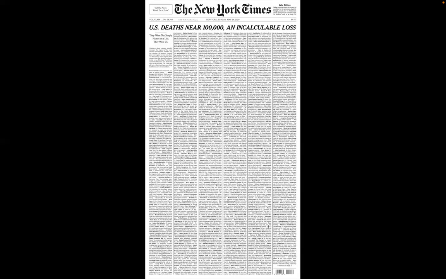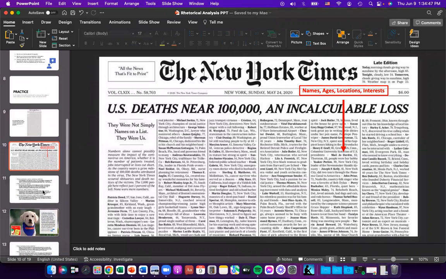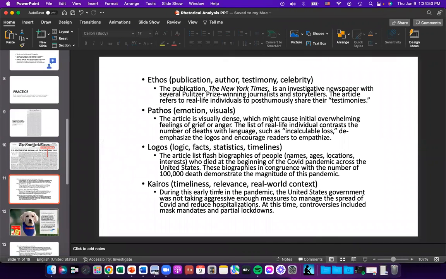So the New York Times is publishing this article as kind of an argument, as in, we're not just dealing with numbers here, we're dealing with real people, we're dealing with real families who have suffered real loss, who are experiencing real grief, and who need change to take place on the national level to prevent this from continuing to happen. So these are things that are happening during this time, and all of that, by the way, has to do with Kairos. Let's go through ethos, pathos, logos, and Kairos.